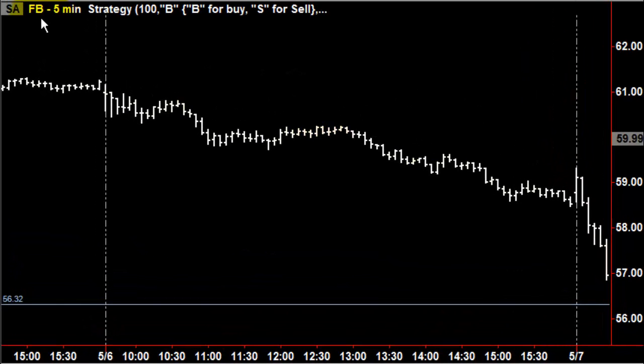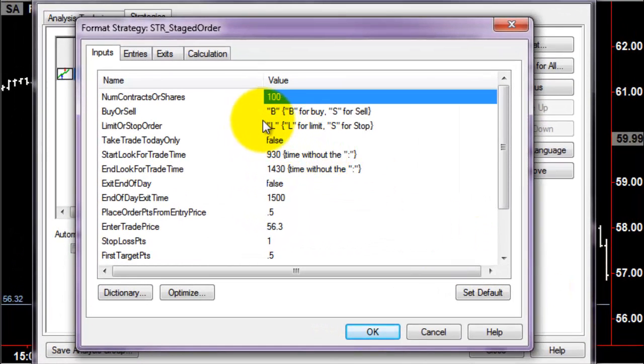What we have here is a Facebook chart, a 5-minute chart, and let's say you did some analysis. It's going down here and you said, oh, I believe that at 56.3 it's going to bounce back or reverse, so I'm going to take a long. So we have a B for buy, and remember it has to be a capital B with the little quotes, and we want to use a limit, capital L with little quotes, because the price is above our entry and coming down, and we want to enter once it gets down to that price. We are going to exit at end of day.